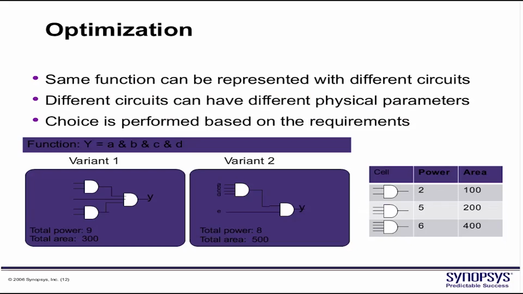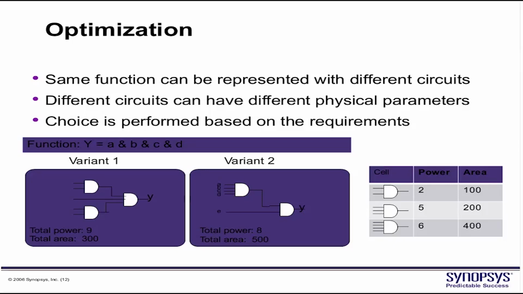The tool will choose what to take based on our constraints. So let's say you have a function y is equal to a and b and c and d. The variant one on the left hand side is a circuit where the first stage uses 2 input AND gates, the second stage uses a 3 input NAND gate, and a 3 input AND gate. On the right hand side you have a 4 input AND gate and there is one 2 input NAND gate.